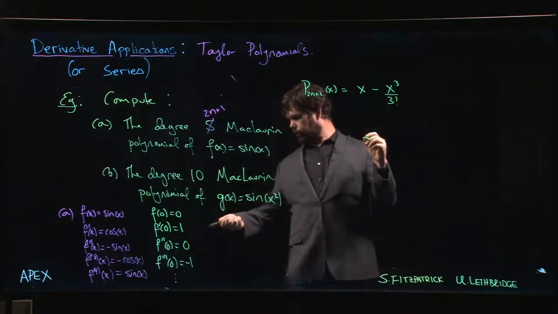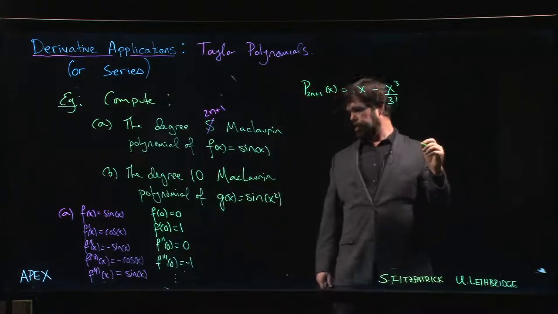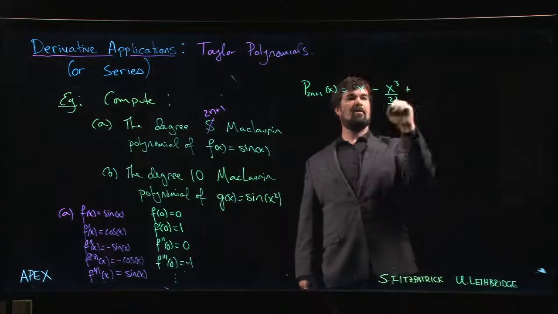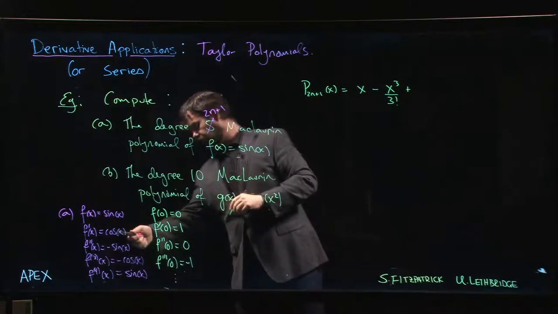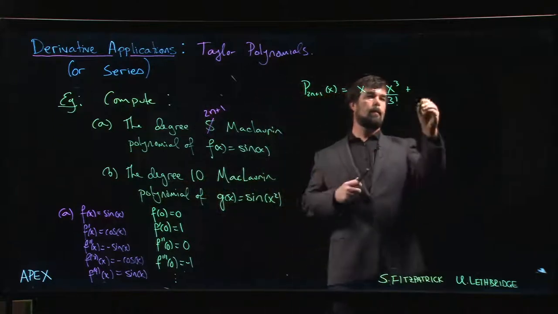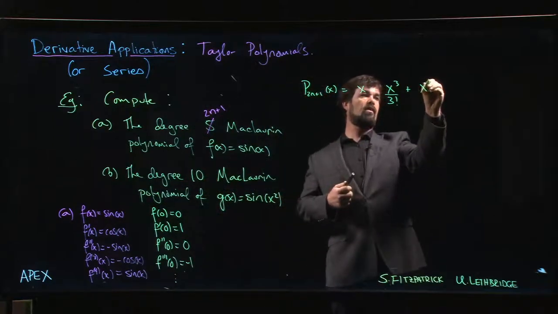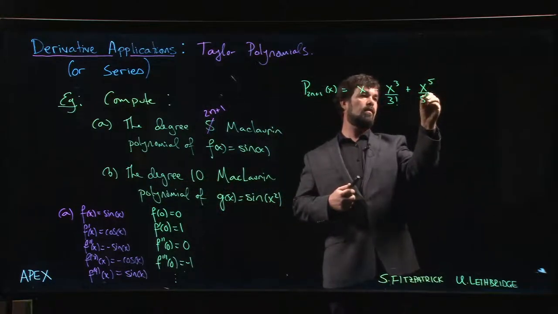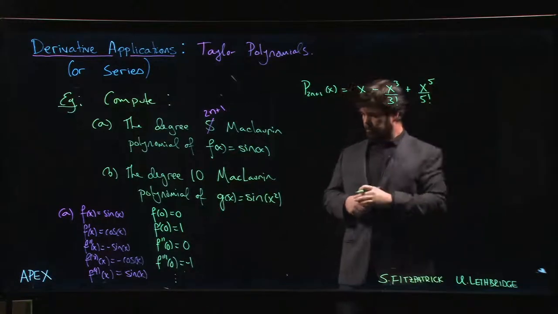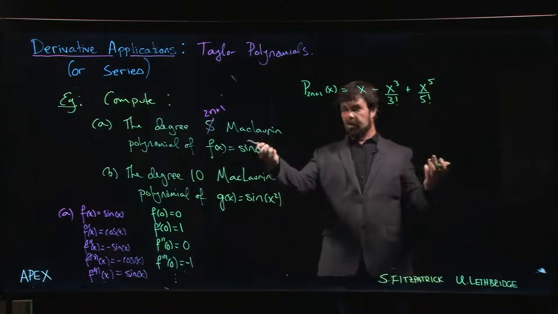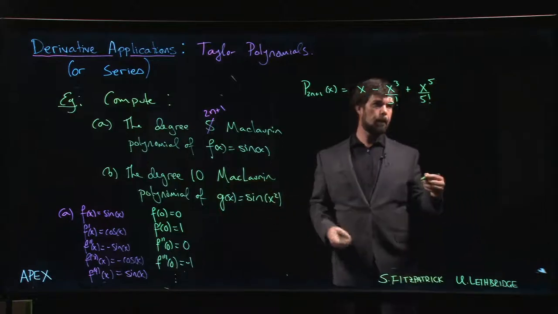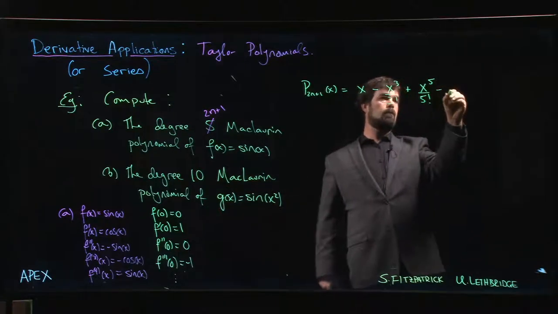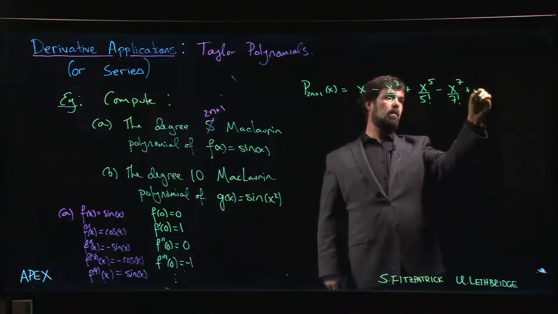There's no degree 4 term, so the next one is x to the 5. The next derivative is going to be cosine again, whose value is 1, over 5 factorial. So you have x to the 5 over 5 factorial. And if we wanted degree 5, we're done. Otherwise, go on to 7, and why not? There's 7 factorial.